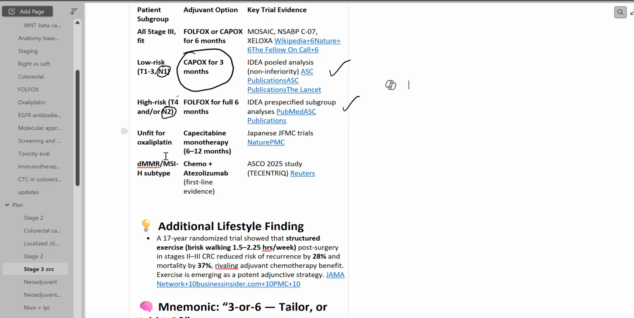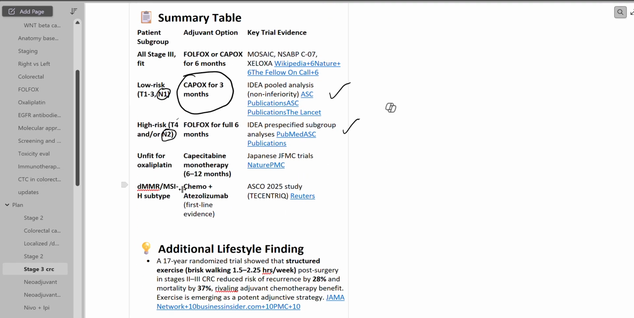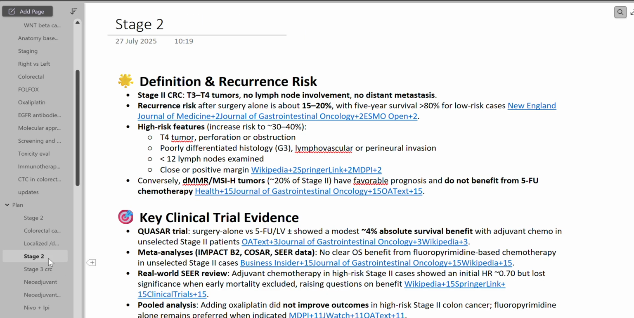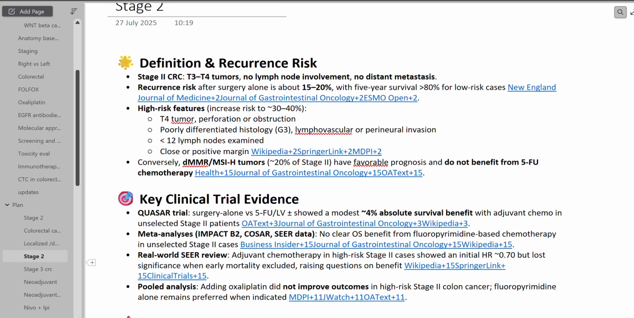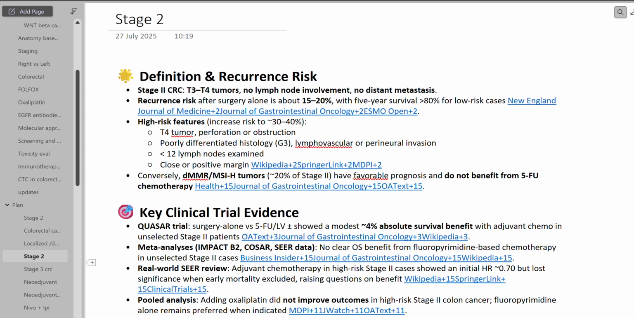Now, obviously, if it is deficient MMR, in that subgroup for all stage 3, you will give chemo plus immunotherapy. So now, if you ask me, okay, stage 3, we're giving adjuvant chemo for either 3 months or 6 months. What are we going to do in stage 2? Stage 2 high risk features are where you have T4 without any lymph node involvement, or an extremely poorly differentiated histology with lymphovascular or perineural invasion, or if you have not examined 12 lymph nodes. Then you are talking of stage 2 high risk cases.